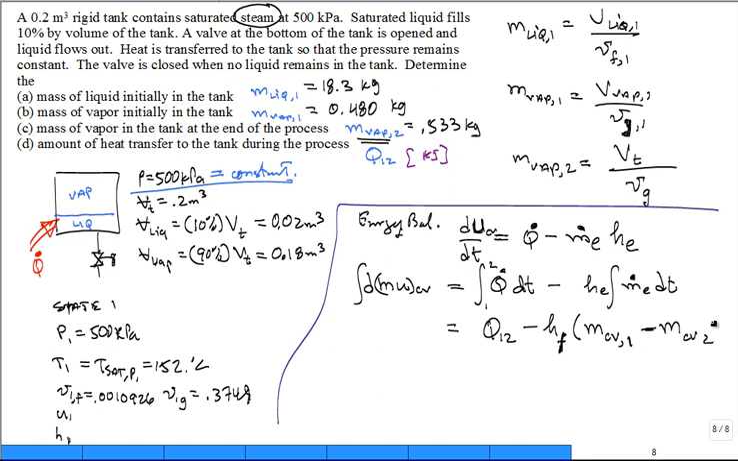1, 2. That's how much is left. It started with this much. It ended with this much. That's how much is left. Okay? Back on this side, we have the mass in the control volume final times the internal energy final, minus the mass in the control volume initial times the internal energy initial.